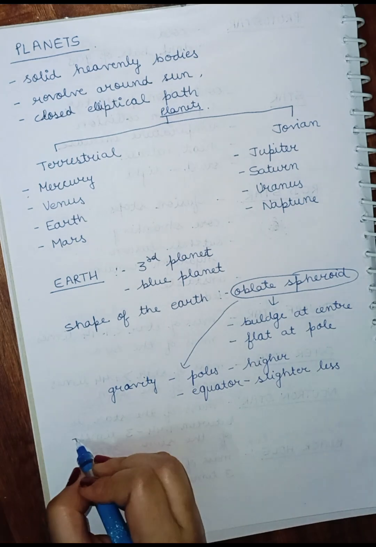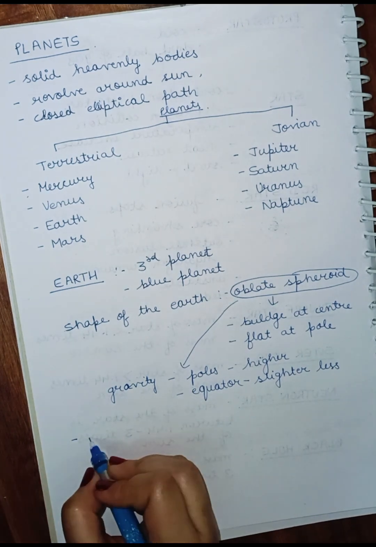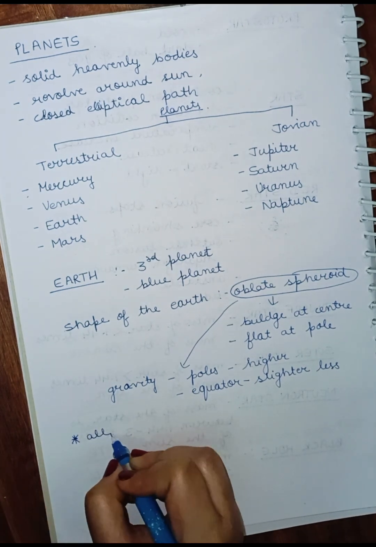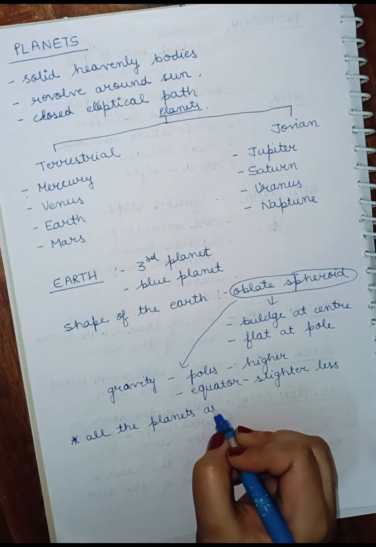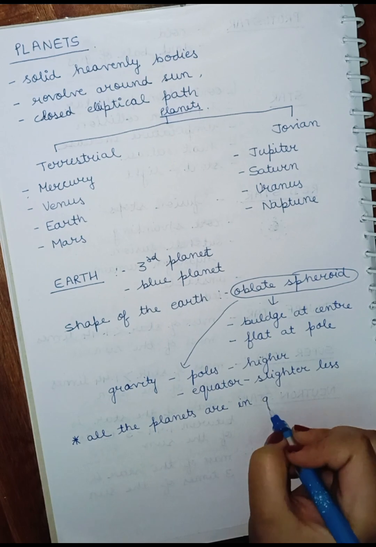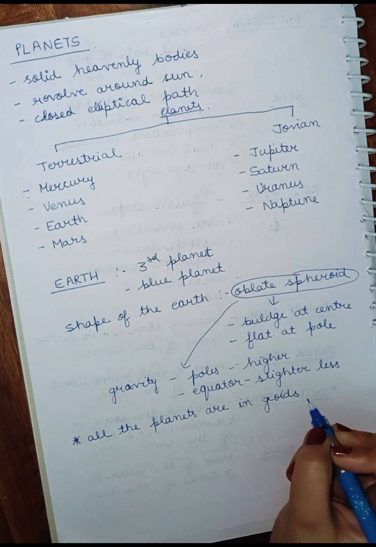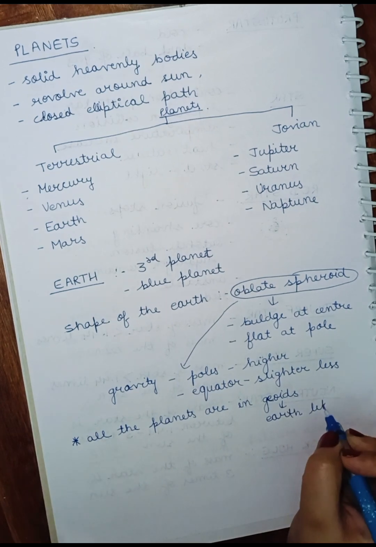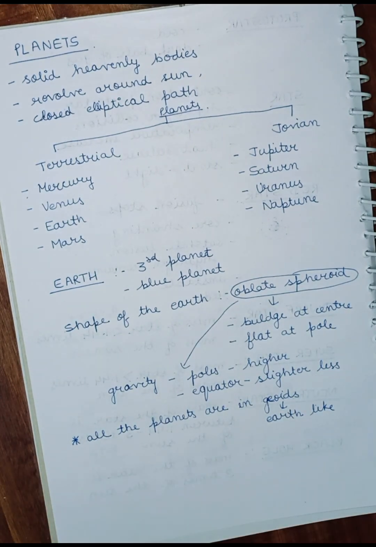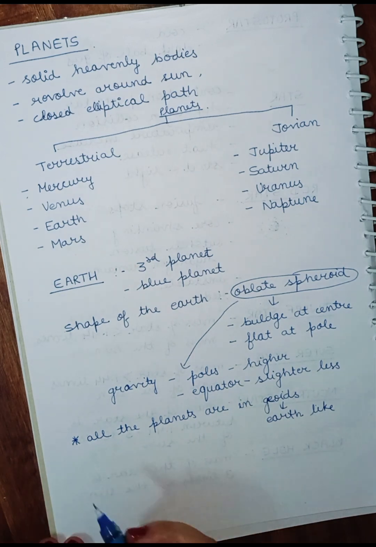All the planets are in geoid shape. Geoid means Earth-like. Now why does this happen, like why is our Earth bulged at the center and flat at the top, or why do we have more gravity at the poles and less at the equator? Because of the centrifugal force.